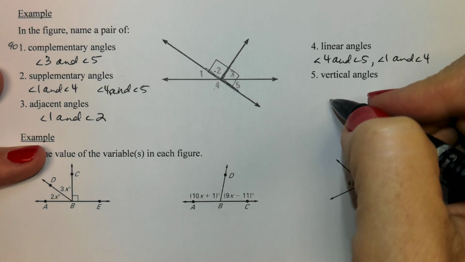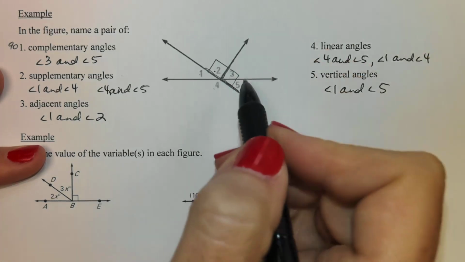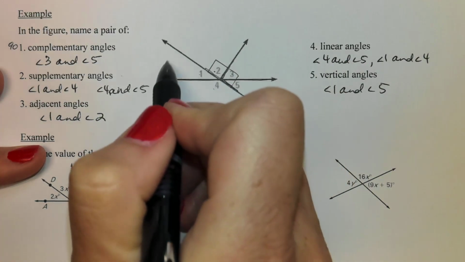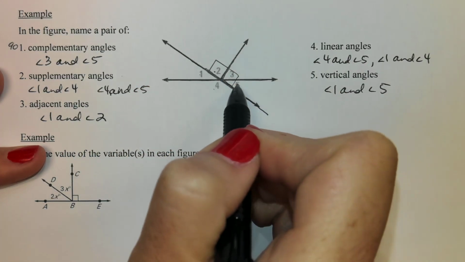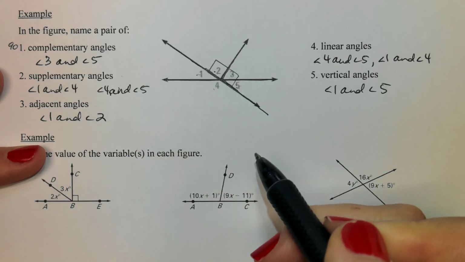Vertical angles, you only have one pair here, and that would be 1 and 5. You're looking for two lines that cross each other, and then the two angles that are diagonal from each other. Those are your vertical ones.